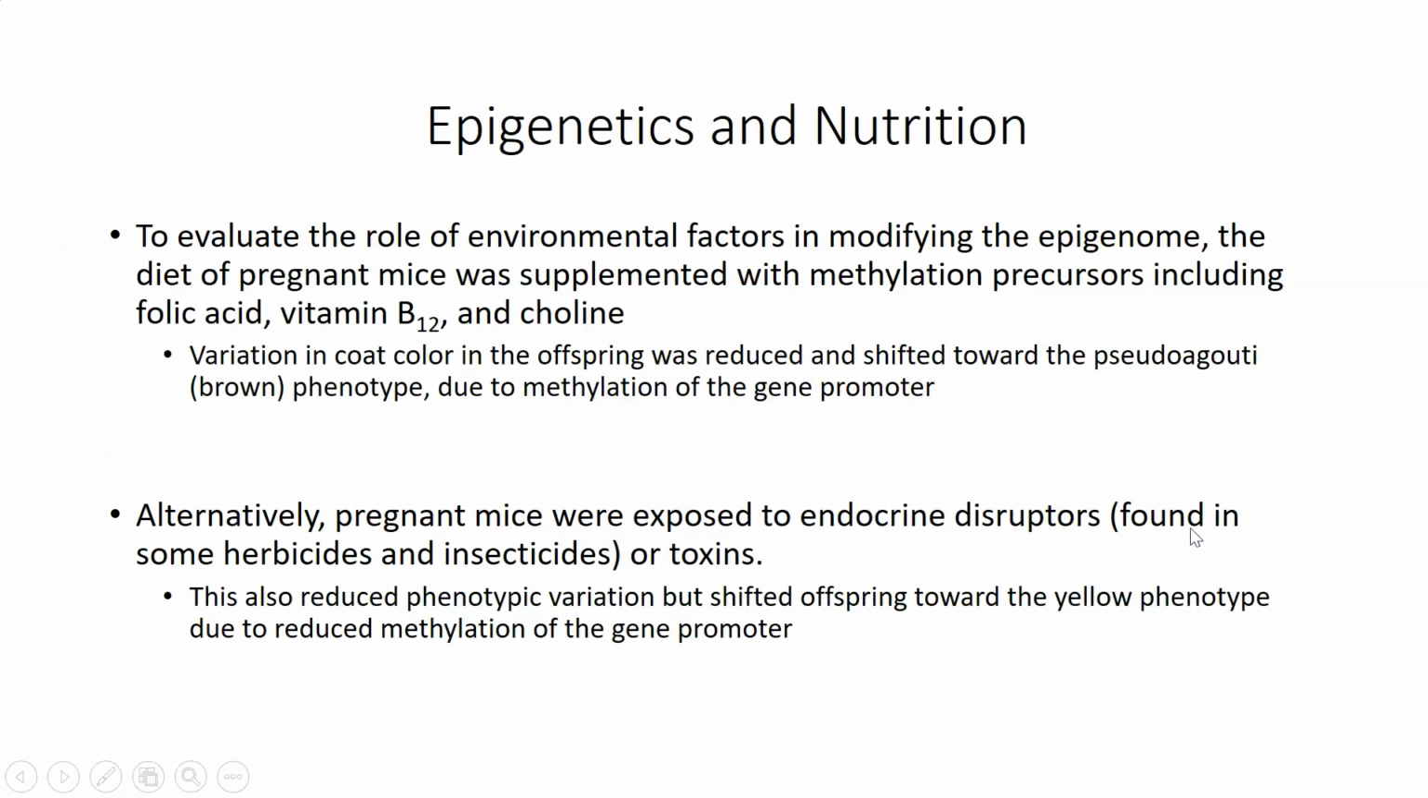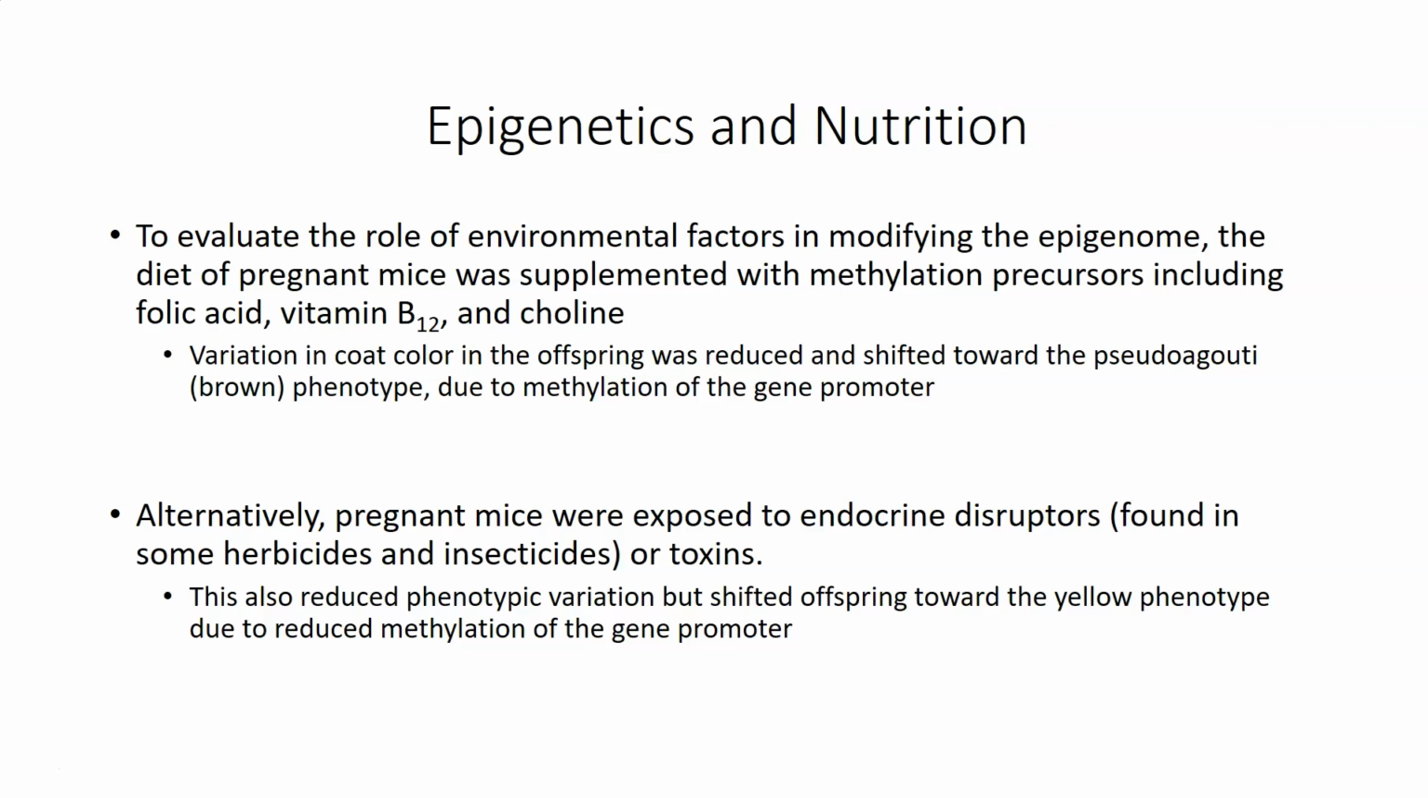They used agouti yellow mice and fed them different diets. One was a control diet, which is the standard mouse chow, I guess you would say. And that's what is normally given to lab mice. Another group, an experimental group, got a mouse chow supplemented with chemicals that are considered to be methylation precursor molecules. This includes folic acid, vitamin B12, and choline, basically methyl donors.